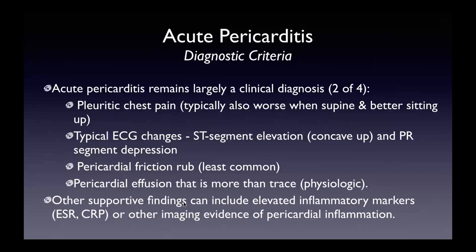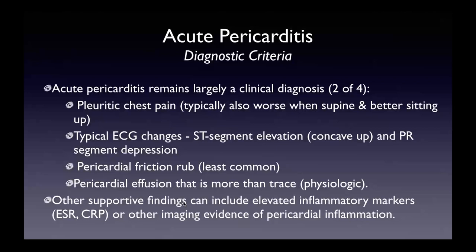More recently, it's been more in the context of receiving a COVID-19 mRNA vaccine, when we get cases of myocarditis and pericarditis and myopericarditis. Acute pericarditis remains largely a clinical diagnosis. And in order to be confident in your diagnosis, you really want to have at least two out of the four criteria shown on this slide. Ideally, four out of four would be great, but a lot of times we only have two out of the four.